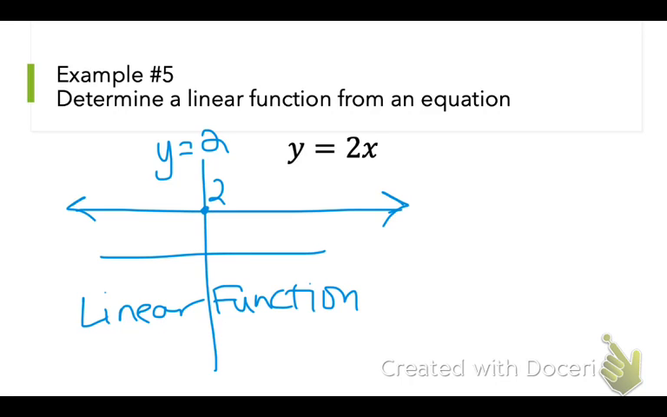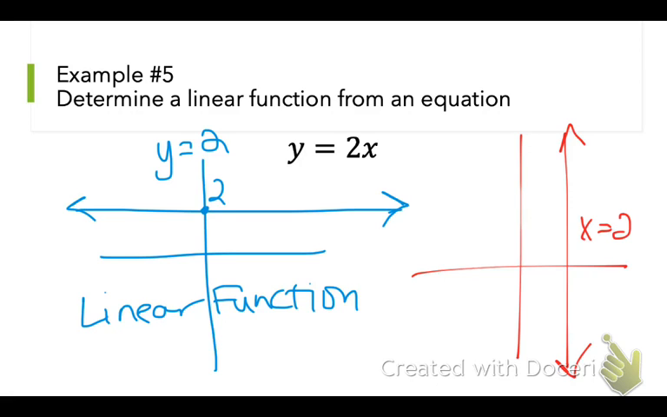But if I have a vertical line that goes through x is equal to 2, for example, this one's going to be non-linear. I apologize, not non-linear, because it is linear. It's just not a function. So we have to be careful when we see vertical lines because it's not a function, so it's going to try to trick you. Hey, is this non-linear or linear? Well, it's linear, but it's not a function because our x's repeat.